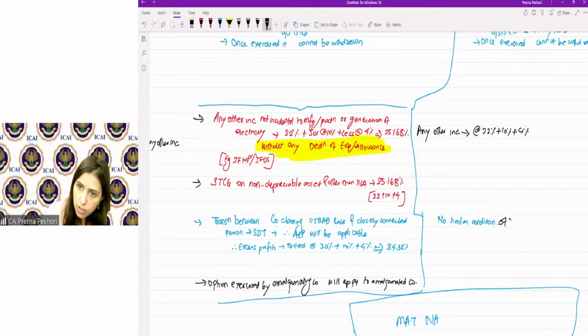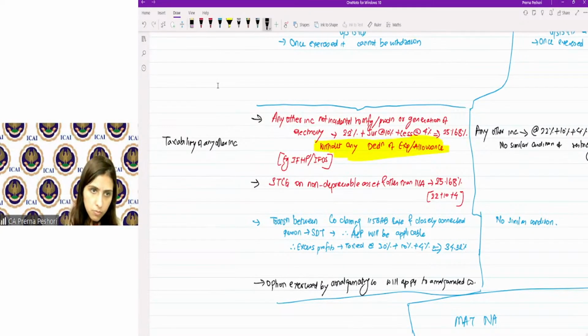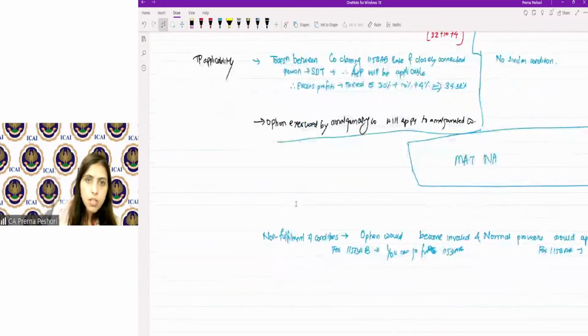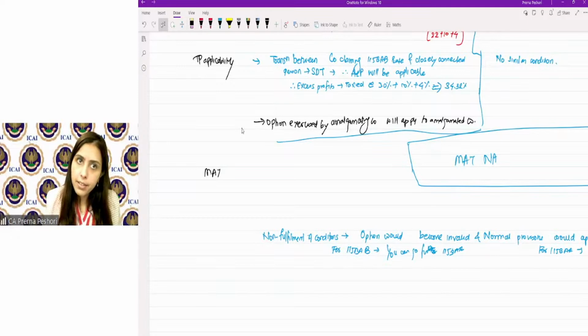No similar condition of restricting expenses. Then transfer pricing applicability. In 115 BAB it is applicable. In 115 BAA it is not applicable. It is only in 115 BAB. MAT is not applicable in both the scenarios. And finally, non-fulfillment of conditions. If 115 BAB fails, you can go for 115 BAA. But for 115 BAA, you can only go for normal provisions.